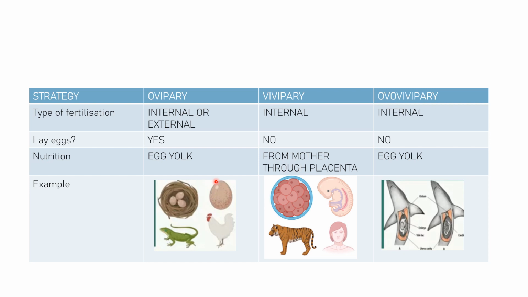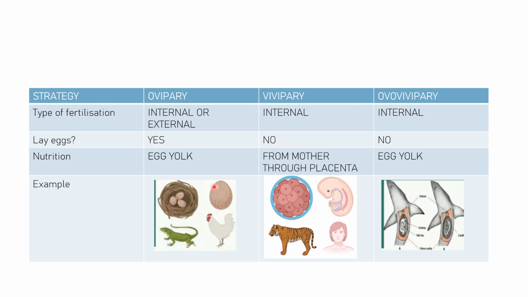Then we will also look at nutrition. So nutrition with ovipary, the developing embryo will get nourished by the egg yolk. So it gets food from the egg yolk. Okay. So with vivipary, that we already know that the developing embryo will get food from the mother through the placenta. Okay, we already know that.